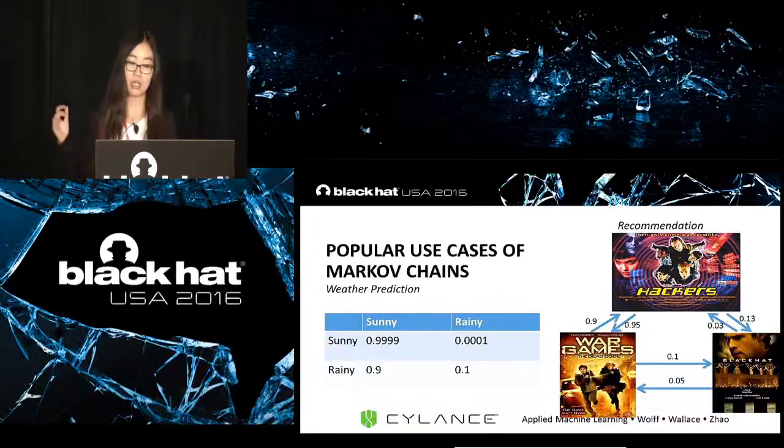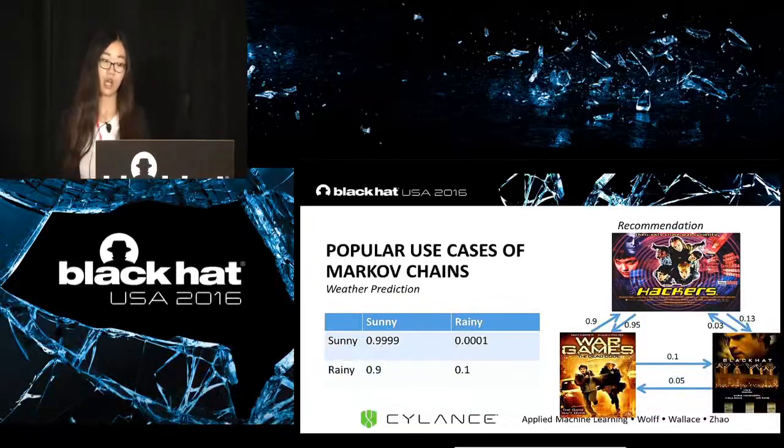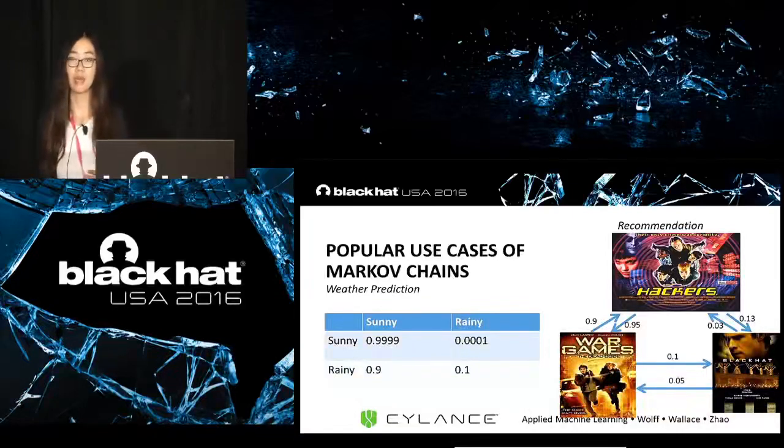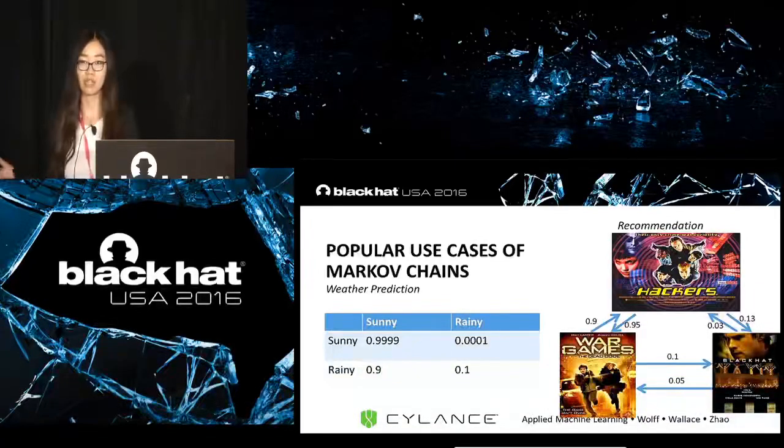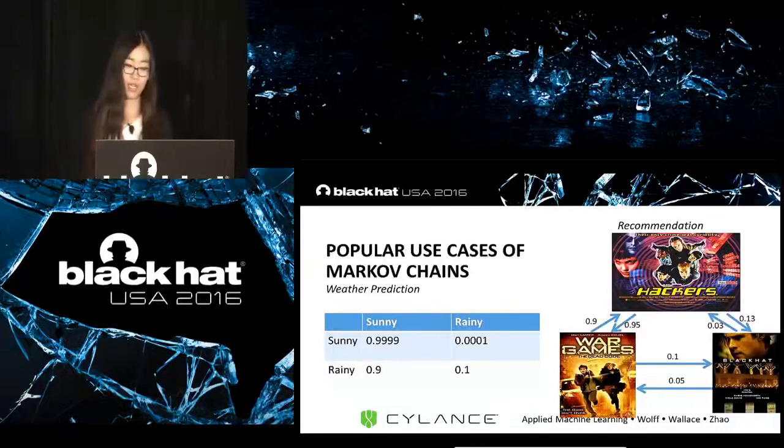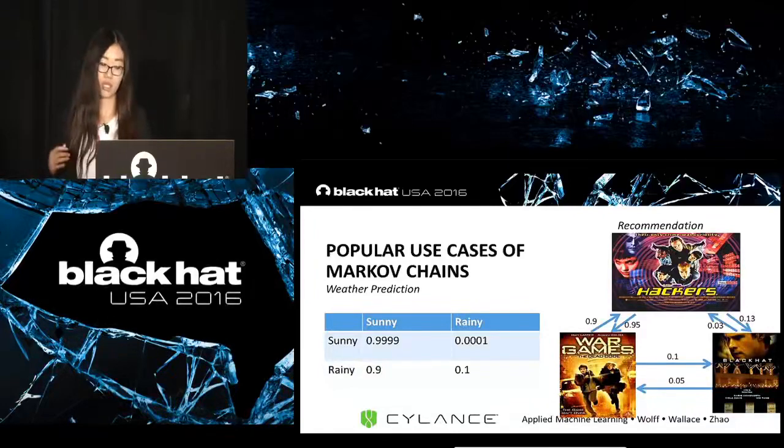So if today is sunny, the probability that tomorrow is also sunny might be 99.9999% because we are in Nevada and California. It just doesn't rain at all. And if it's raining today, then it might still be a 90% possibility that tomorrow will be sunny.